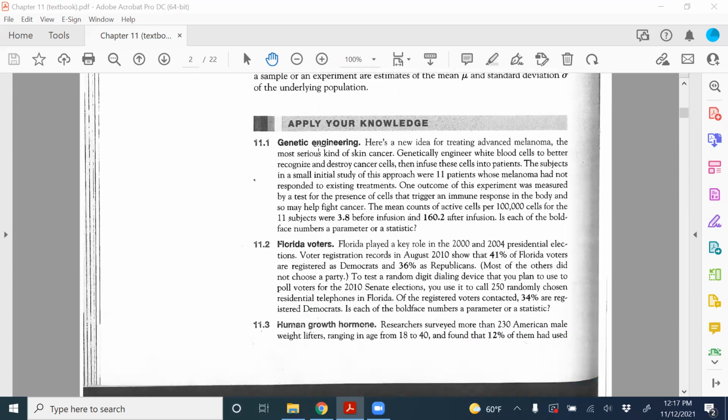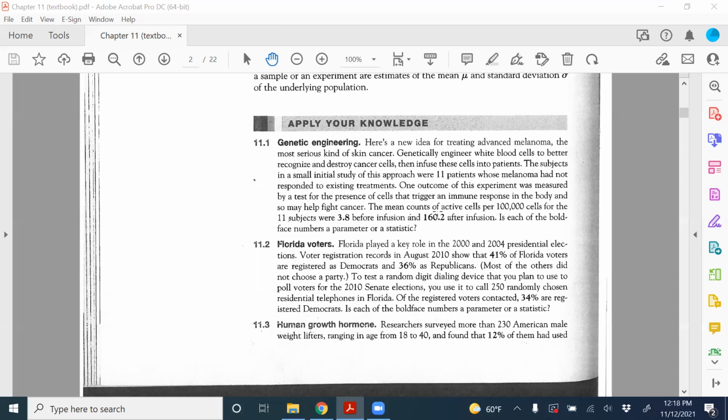Here's an idea for treating advanced melanoma, the most serious kind of skin cancer: genetically engineer white blood cells that better recognize and destroy cancer cells. Then infuse these cells into patients. A subsequent small study of this approach involved 11 patients whose melanoma had not responded to existing treatments. One outcome of this experiment was measured by a test of the presence of cells that trigger an immune response in the body and so may help fight cancer. The mean counts of active cells per 100,000 cells for the lowest subject were 3.8 before infusion, 162.2 after infusion.